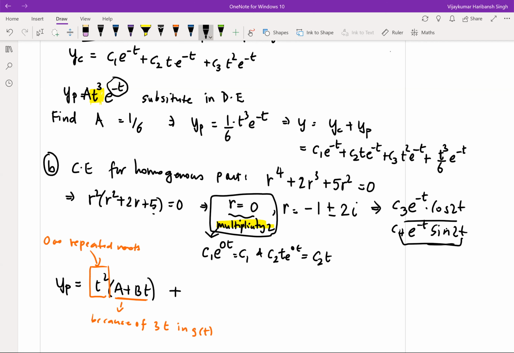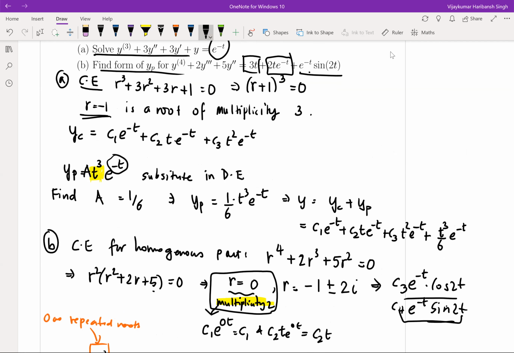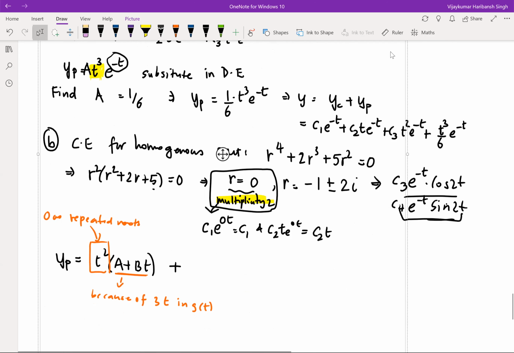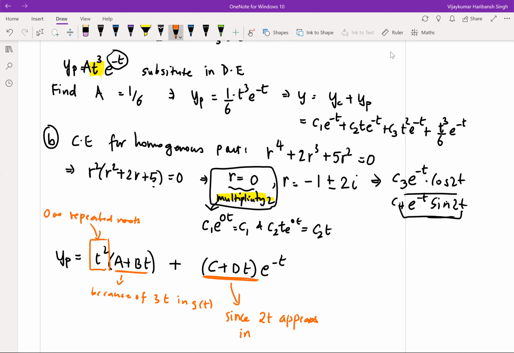Now, what about the next part? If you look at 2t e to the minus t, it's not there in the homogeneous solution, right? One may say e to the minus t is here, but no, it comes with sine or cosine, not with t. So corresponding to 2t e to the power minus t, you will get (c plus dt) e to the power minus t. This contribution is because 2t e to the power minus t appears in g of t.